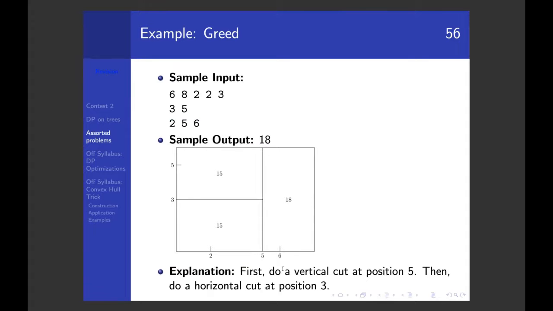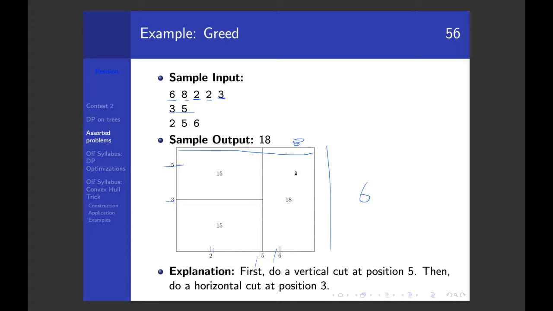Here's an example. So sample input, 6 and 8. That means this dimension here, 6, and this dimension here, 8. There are 2 cuts you're going to make. There are 2 allowed horizontal cuts, 3 and 5. There are 3 allowed vertical cuts at positions 2, 5, and 6.